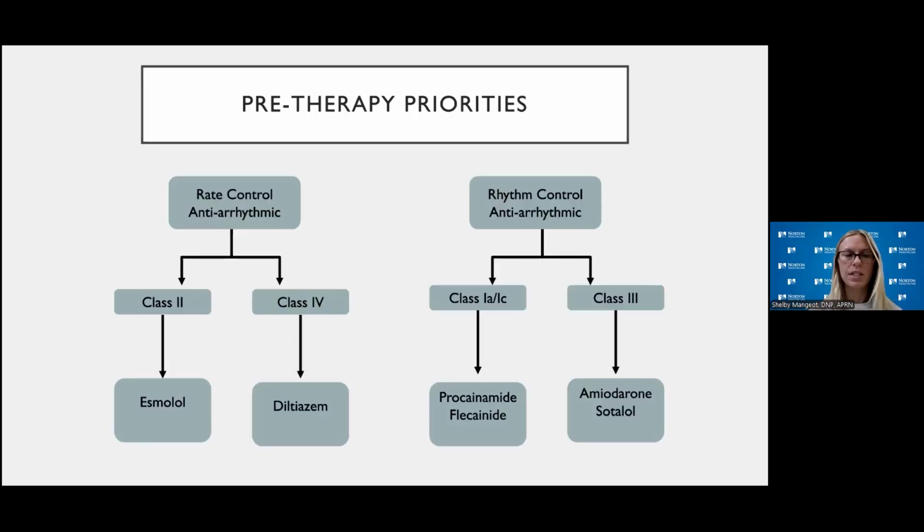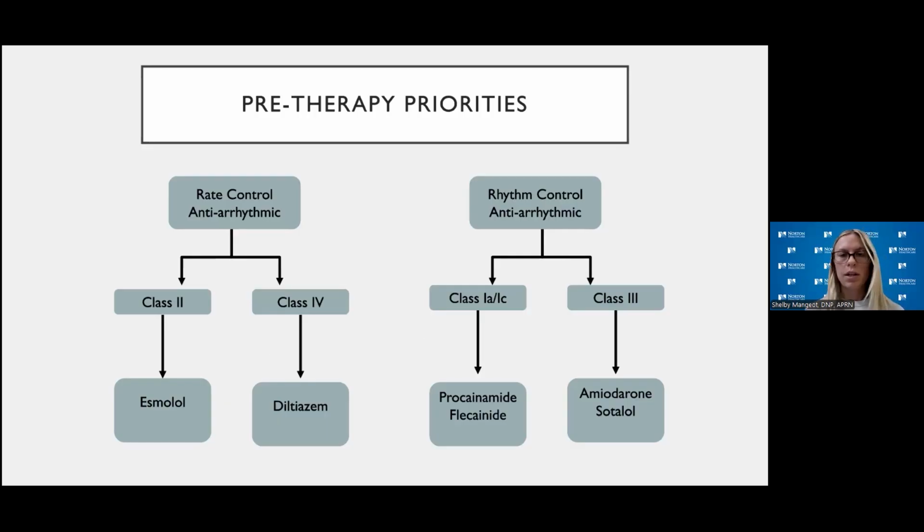So getting into the differences between rate control and rhythm control. The goal of rate control is to control the ventricular rate by slowing conduction through the AV node. So this strategy does not terminate the abnormal heart rhythm. It just prevents the patient from having significant symptoms and prevents severe complications such as tachycardia-induced cardiomyopathy. And so common medications for rate control would be esmolol or diltiazem.